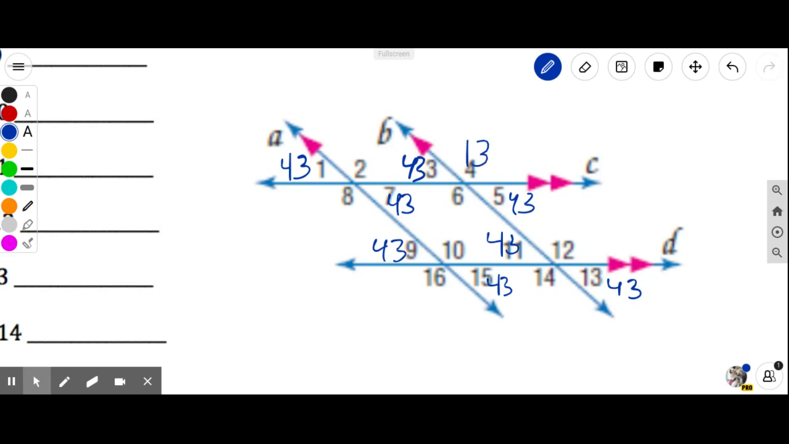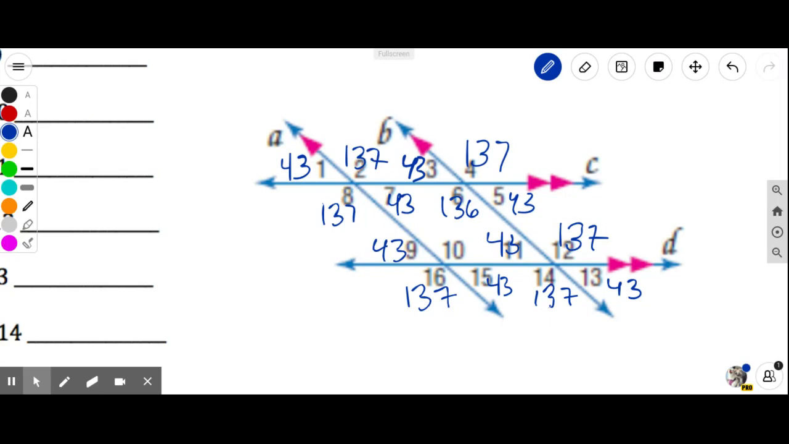So 4 is 137 because that's a linear pair with 3. And then you could do 6 is vertical to 4. 12 is alternate interior to 6. 14 is vertical to 12. 16 is corresponding to 14. 8 is corresponding to 16. Whoops, I don't know why I put a 6 because I said 16. 2 is vertical to 8. So that's how you would fill them in.